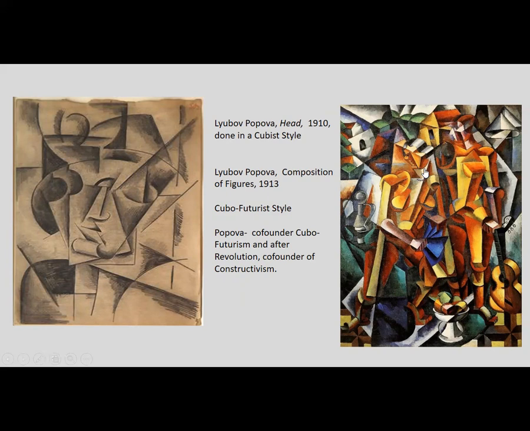This is called Composition of Figures. If you look really carefully, here's a bowl of fruit, here's a vase, here's a building, here's some people, here's a guitar. But this has become abstracted, where it's chopped up into shapes and colors, although if we look carefully, we still recognize what's in the piece.